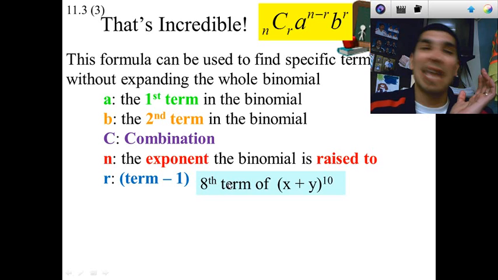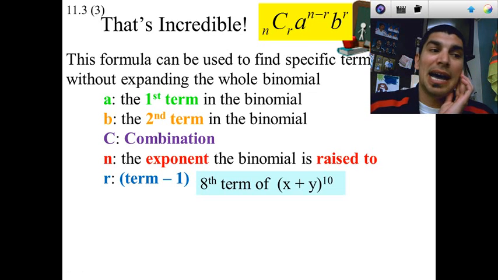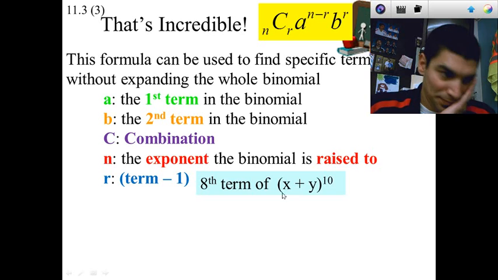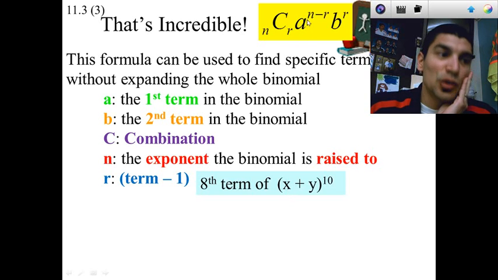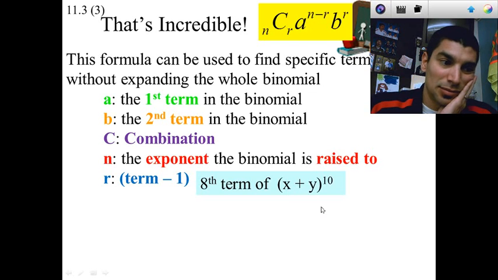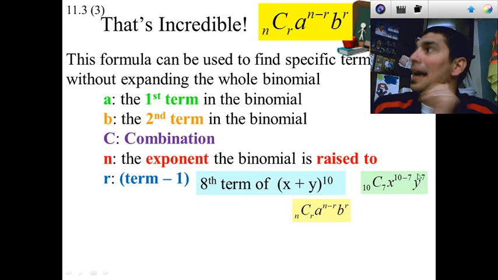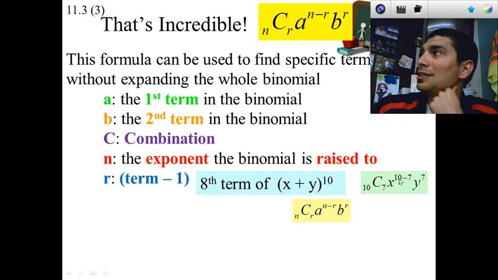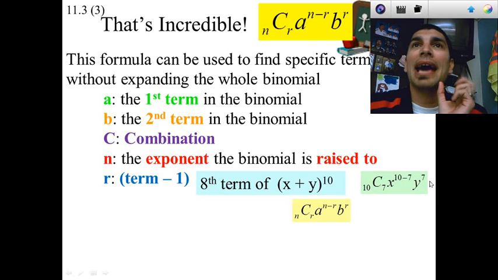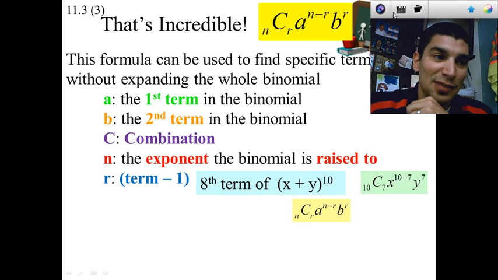So now I have 10C7 times a, what's a in this case? x to the 10 minus 7 power times, what's b in this case? The second term, which is y, to the 7th power. So this is kind of what I have right now. 10C7 times x to the 10 minus 7 power times y to the 7th power. And then I need to simplify. Go ahead, do that on your calculator or whatever, simplify and show me. This is where we'll end this video for 11.3.